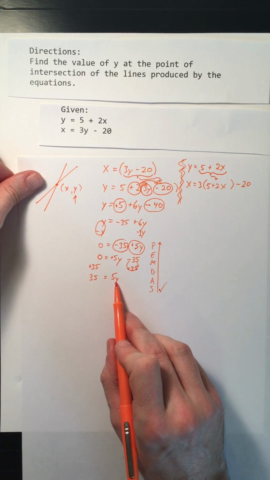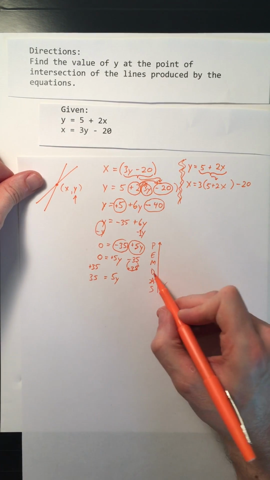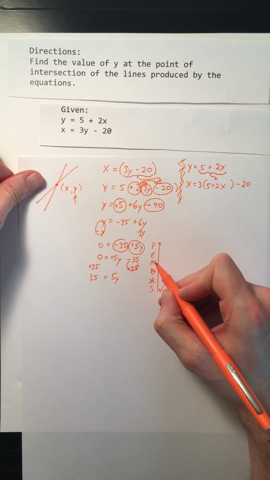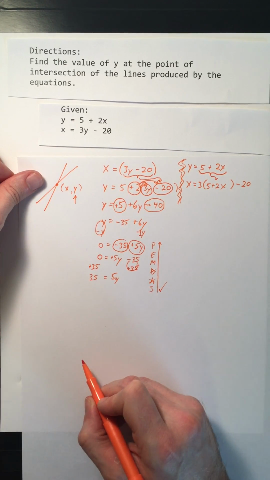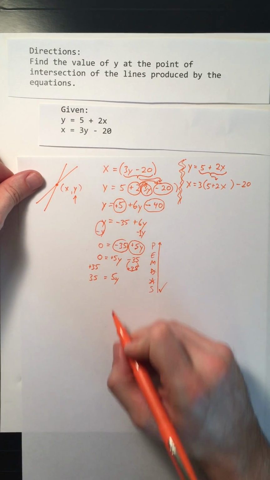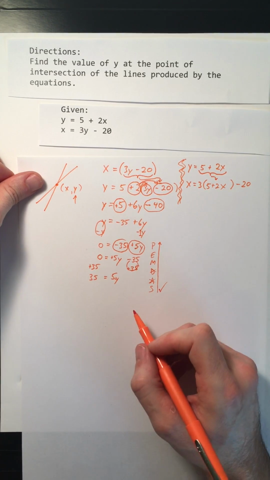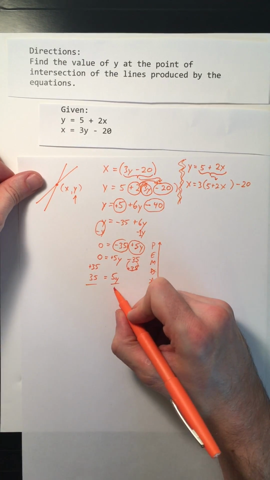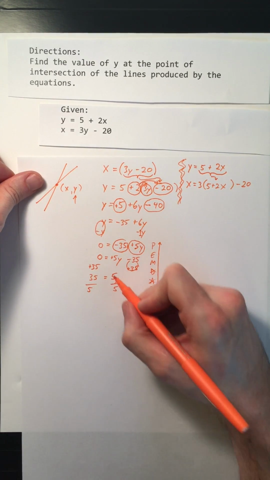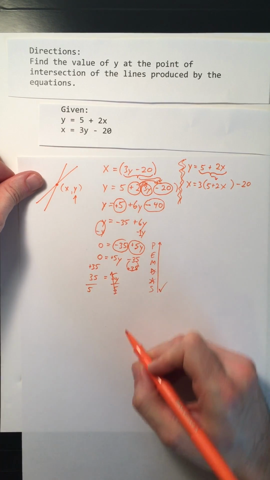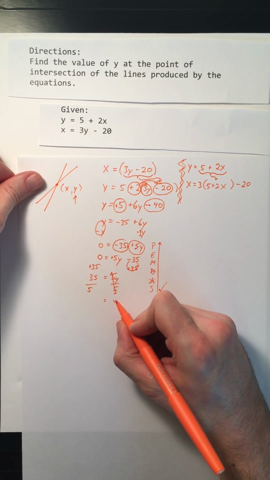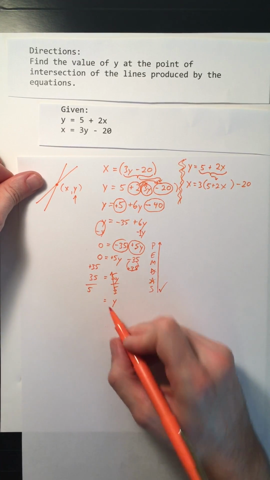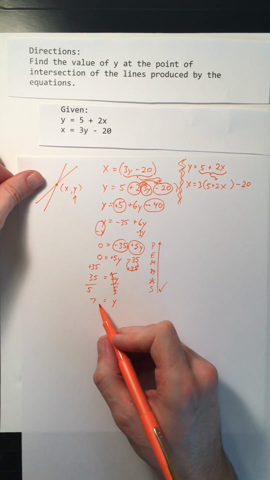Is y being added by anything? No, so we don't have to worry about that. Is it being divided by anything? No, it's not being divided. Don't have to worry about that. Is it being multiplied by something? Yep. y is being multiplied by 5. And so we're going to undo multiplication using the inverse operation, which is division. Inverse of multiply is divide. So we're going to divide each side by 5. And so 5 divided by 5 makes 1, and 1y makes just y. You don't have to write the 1. And then 35 divided by 5 makes 7. So now we're done solving.